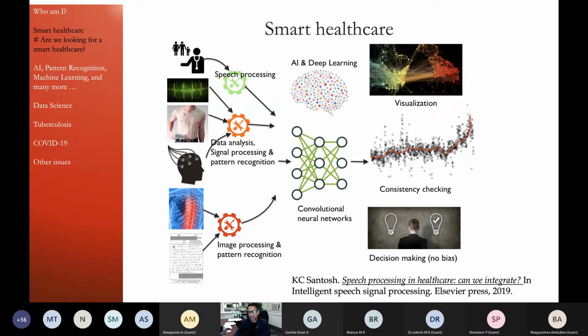Consistency checking and data visualizations are really important in terms of funding and asking for money. It's about grant proposals to get money and do smart healthcare for us. And decision making should not be like what we have today. It should be like, I don't care about you, I care about fact, and this is what it is.